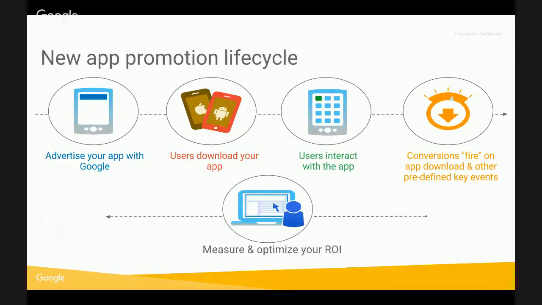The promotion lifecycle of a new app. First, you would, of course, advertise your app with Google. Next, you have users downloading your app due to the advertisement that you have through Google. Once the users download your app, users will interact with this app. And while interacting, conversions fire on app download and other predefined key events that you have specified. So during this whole period of time, you have to really measure and optimize your return on investment.